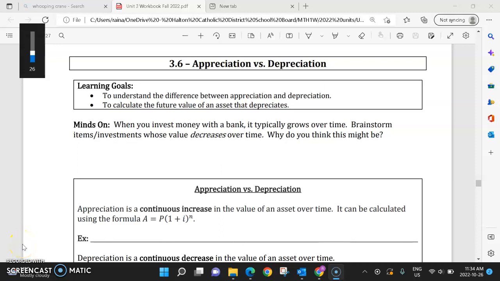Good morning, everyone. Today we are covering the topic appreciation versus depreciation, and we're going to learn the differences between the two, and we're going to be able to calculate the future value of an asset that depreciates in value over time.